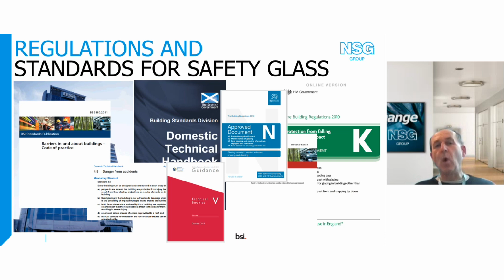Most of you will probably be aware that each nation of the UK is responsible for its own building regulations, as we see more and more devolution. Requirements covering the use of safety glass in the UK include Approved Document K in England, Approved Document N in Wales, Technical Handbook Section 4 in Scotland, and Technical Booklet V in Northern Ireland.